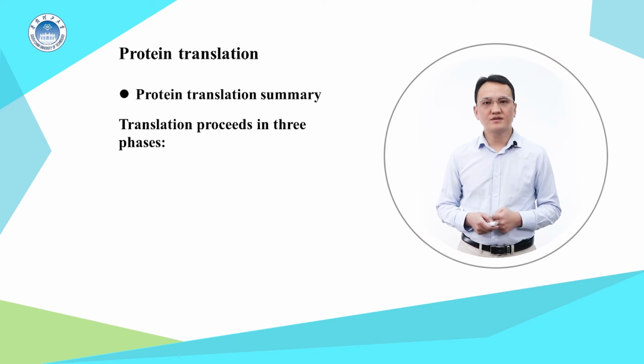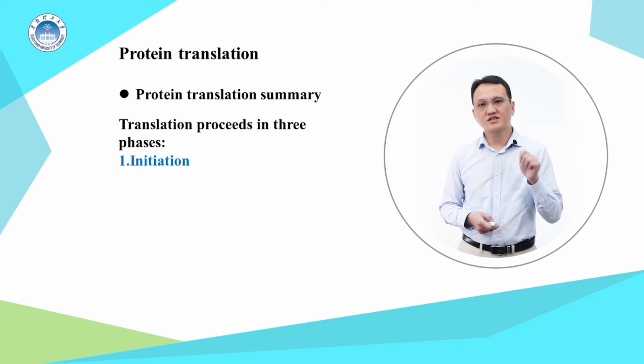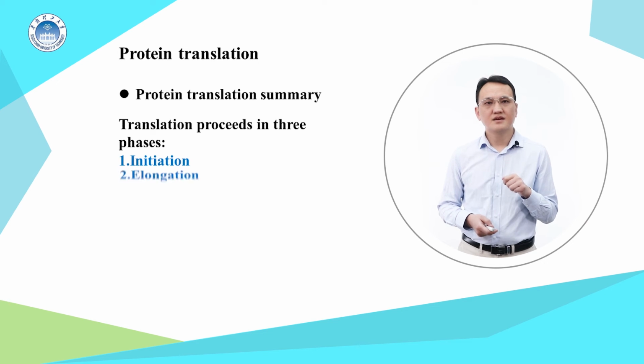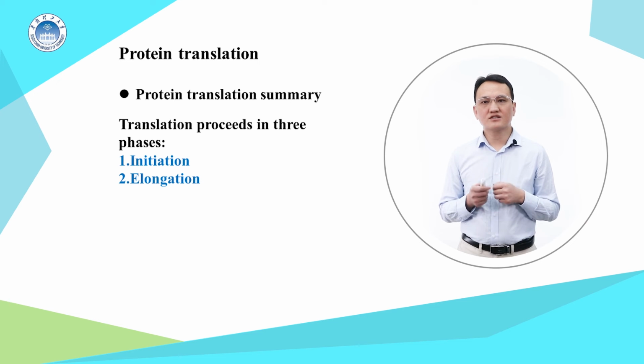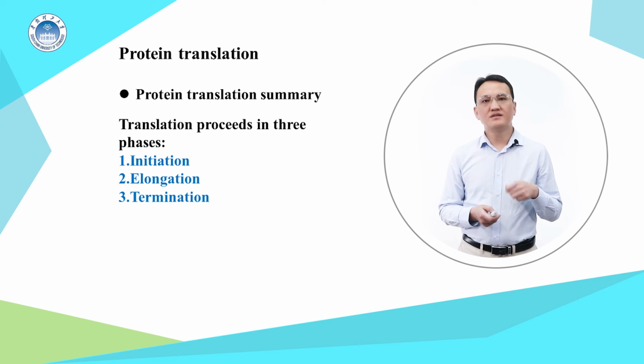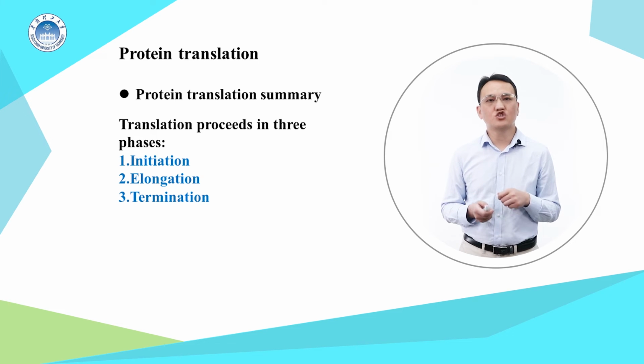Translation proceeds in three phases. Initiation: the ribosome assembles around the target mRNA, and the first tRNA is attached at the start codon. Elongation: the tRNA transfers an amino acid to the tRNA corresponding to the next codon. The ribosome then moves to the next mRNA codon to continue this process, creating the amino acid chain. Termination: when the polypeptide-tRNA encounters a stop codon, the ribosomes fold the polypeptide into its final structure.